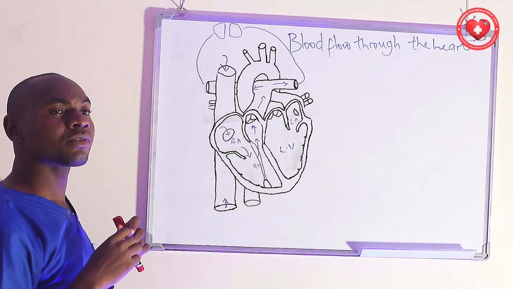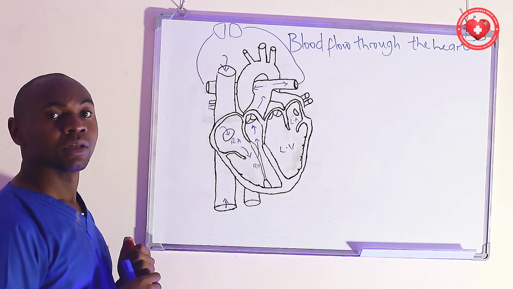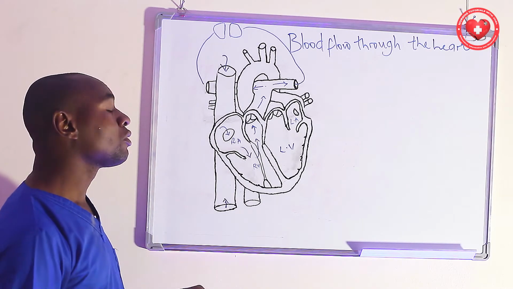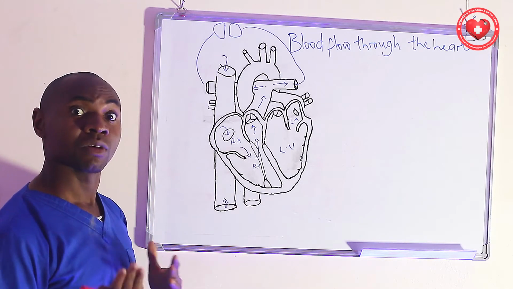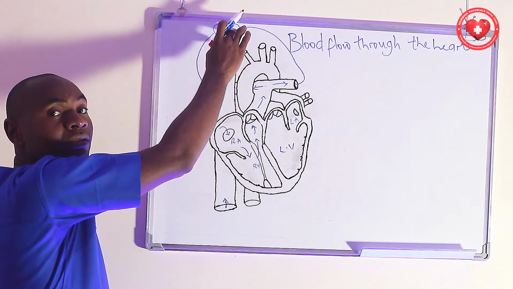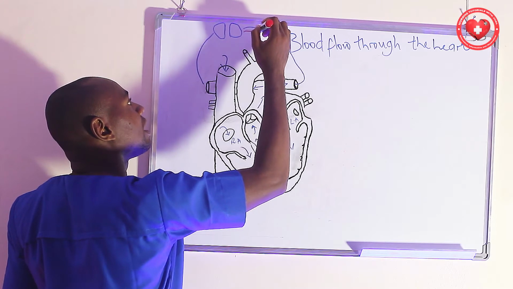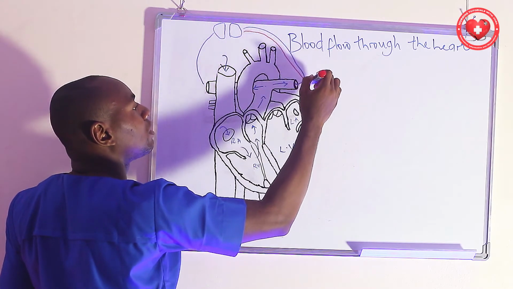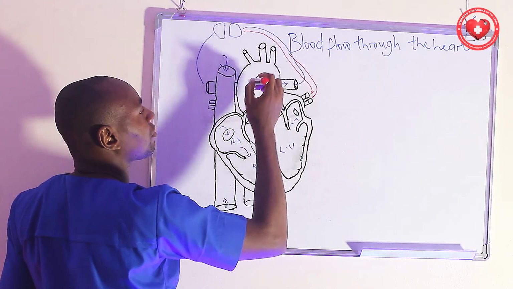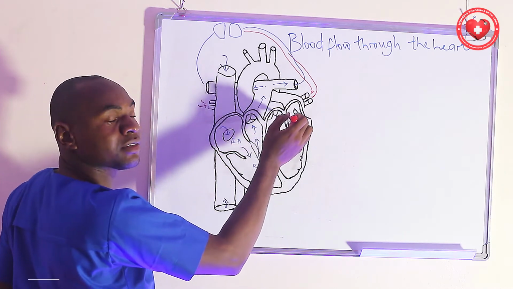On getting to the lungs, the oxygen mixes with the blood there, and the blood becomes oxygenated. So we no longer call it deoxygenated blood, now we call it oxygenated blood. What happens after the blood gets oxygenated here? The oxygenated blood flows down through the pulmonary veins, the left and the right pulmonary veins, and flows into the left atrium.